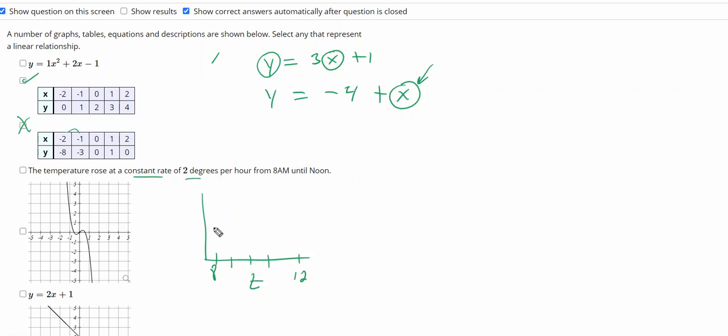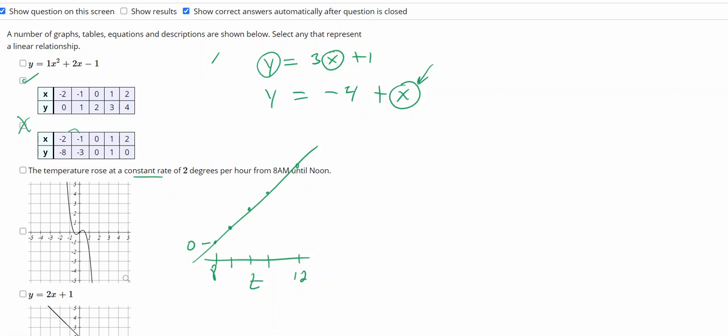Then if it's going up by 2 degrees per hour, that just means that if this is my temperature, whatever the temperature was here, let's say it was like 30 degrees, then the next one at 9 o'clock was up at 32, and then 34, and then 36, and then 38, right? So again, we would end up having a straight line. You can also just tell that from the wording of this when it says a constant rate of 2 degrees.